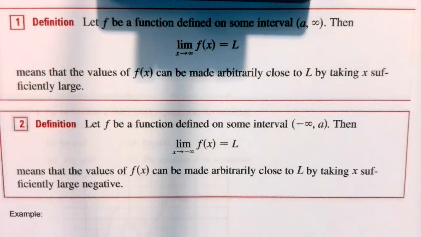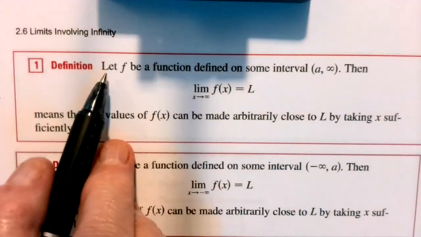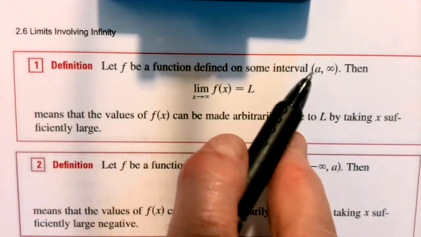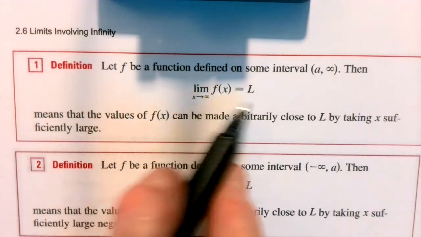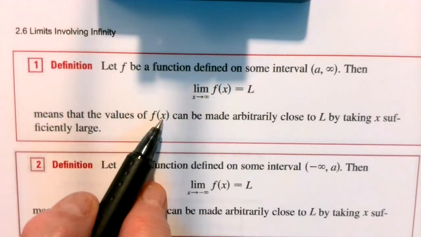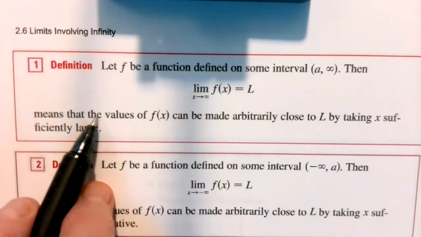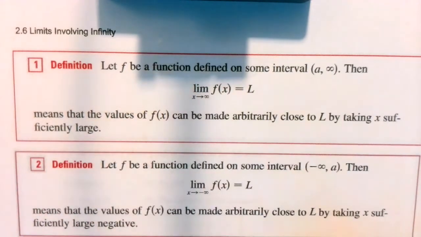Well, class, I want to cover the next section, which is section 2.6, limits involving infinity. So let's begin. Definition: let f be a function defined on the open interval from a to infinity. Then the limit as x goes to infinity of f of x equals L means that the value of f of x can be made arbitrarily close to L by taking x sufficiently large. And this is the definition we've already had for what it means for a limit to exist.